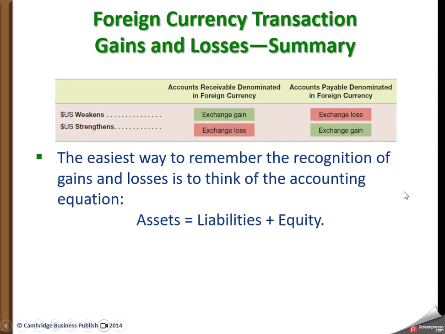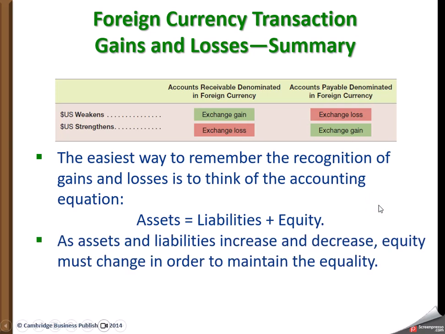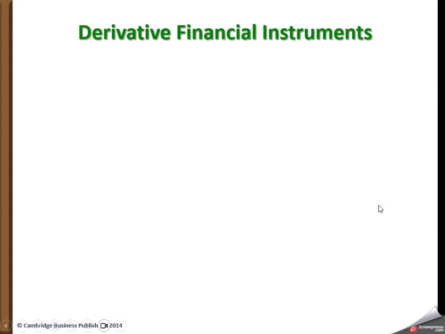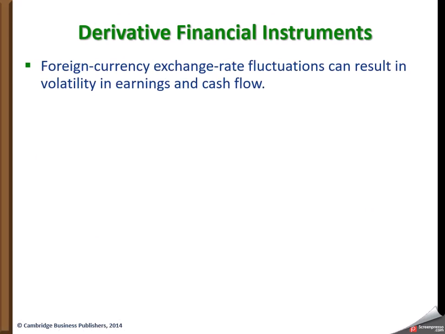So this is a nice little table that kind of shows you, again, if the US dollar is weakening and we owe, we're going to have a loss. If someone owes us, we're going to have a gain. If the US dollar is strengthening and somebody owes us, we're going to have a loss. And if we owe somebody in another country, we're going to have a gain. So it's good to kind of know those, maybe jot those down, because I think you do have some multiple choice questions that'll ask you that. And if it helps you to think about it in the accounting equation, that's what's at the bottom of that.